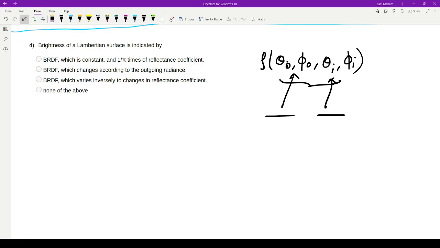So given a light source and given a Lambertian object, independent of where the light is or where you are trying to view the object from, it will give you the same BRDF. So BRDF is constant for a Lambertian surface. That is the definition of a Lambertian surface.